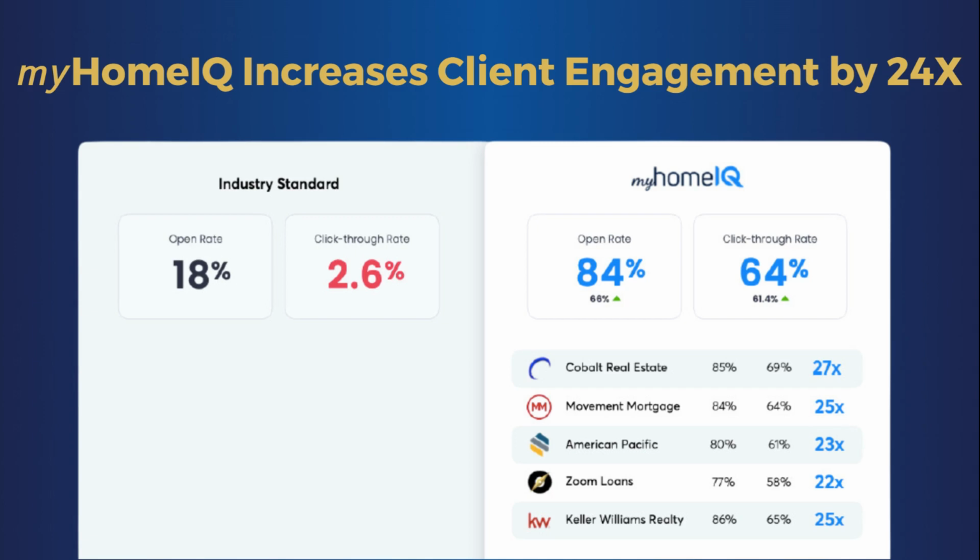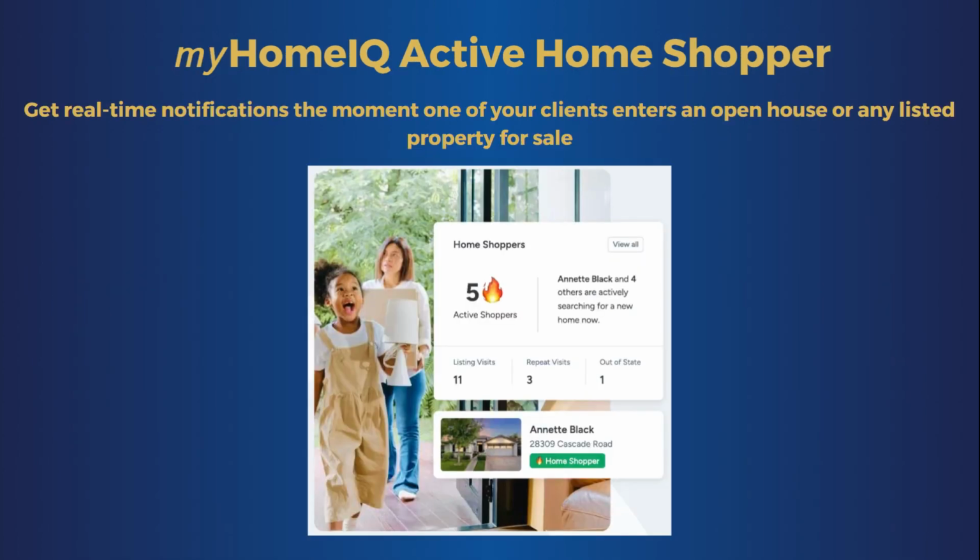So obviously extremely high, and way higher than the click-through rates on standard generic emails that have been tracked as well. Now, in addition to the pre-mover score, MyHomeIQ actually has another tool that they're launching, and it's called Active Home Shopper. And this is going to be a real game changer for you, because it's going to provide you with real-time notifications anytime one of your clients enter an open house or a property that's currently listed for sale.